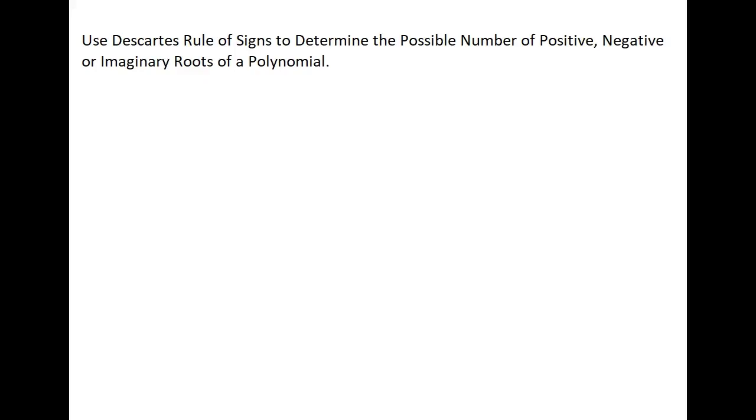In this video, we are going to use Descartes' rule of signs to determine the possible number of positive, negative, or imaginary roots of a polynomial. So let's start with our polynomial, polynomial p of x. And let's see, we're going to say 9x to the third power minus 4x squared plus 10.